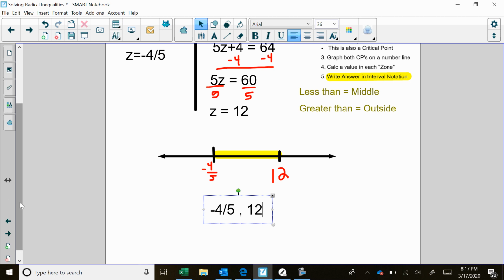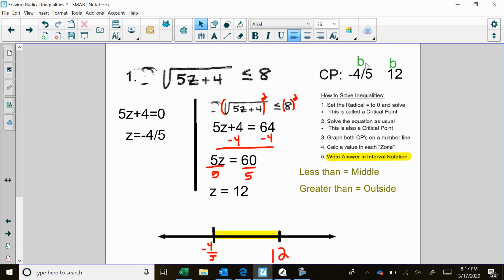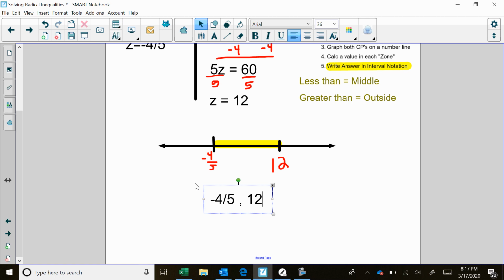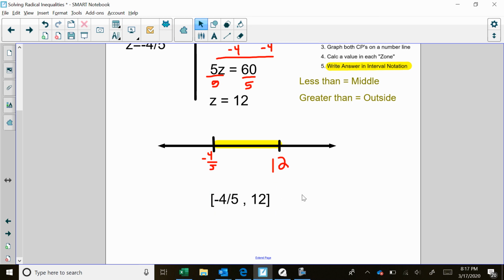And what goes on the outside of them? Each one of those has a bracket. So brackets will look like this. Each side gets a bracket. Whoops, that's not the right bracket. Okay, so that is our final answer.